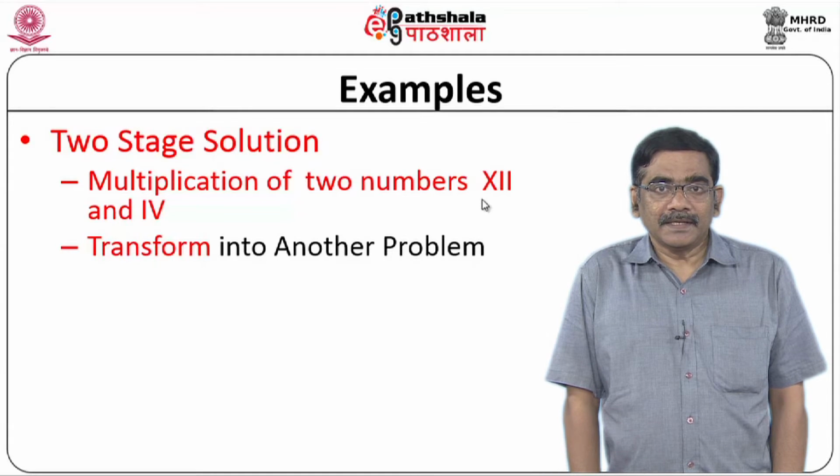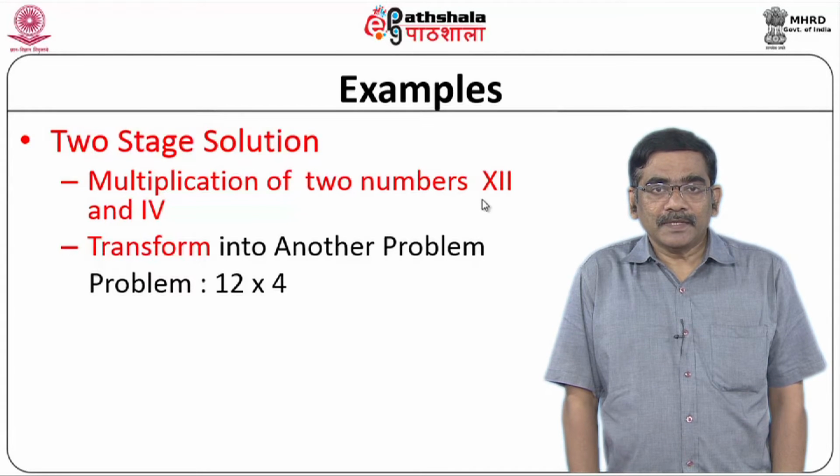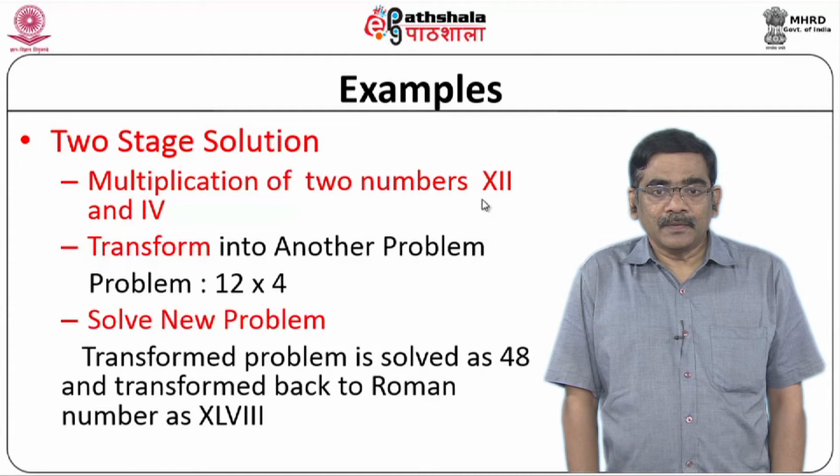We can convert this problem into another domain which is very convenient for us, that is the Arabic system. So, we can convert these numbers as 12 into 4. Now this problem is very familiar to us because we are very comfortable with the Arabic system of numbers. Now, we can multiply, and once the multiplication is done, we can convert that back into the original domain. This kind of paradigm is what we call the transform and conquer paradigm.